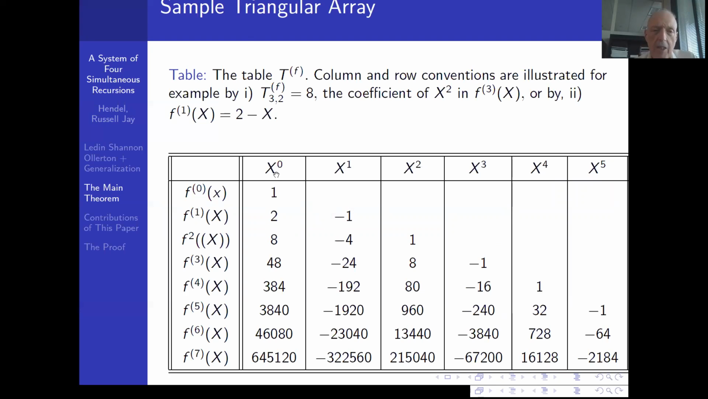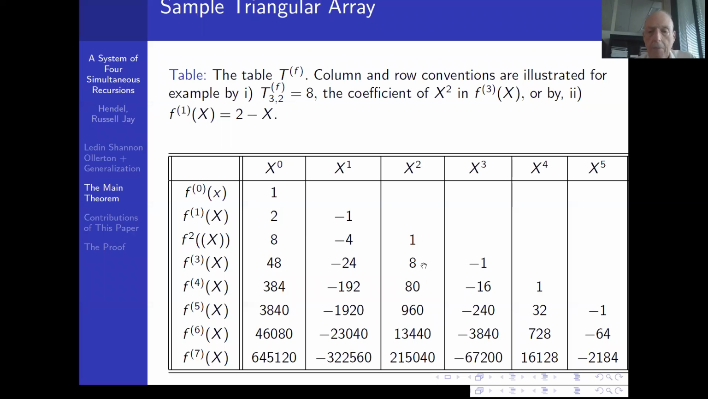So let's just look at this. F0 is 1. That's a polynomial. What's F1(x)? F1(x) is 2 minus x. So you see here the 2 minus x. F2(x) is 8 minus 4x plus x squared. F3(x) is 48 minus 24x plus 8x squared minus x cubed. And you get this triangle here, the coefficients of the powers in ascending order.